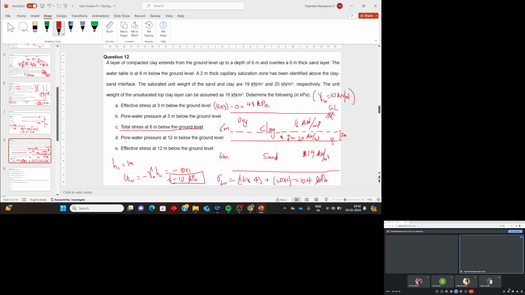So now you can calculate pore water pressure at 12 meter below the ground level. Please compute it and let me know the answer. Or if you face any difficulties, please let me know.